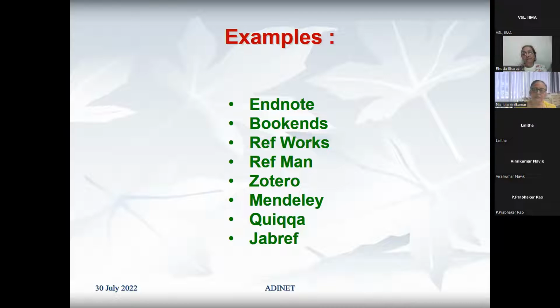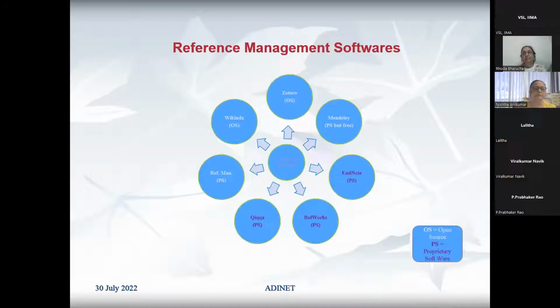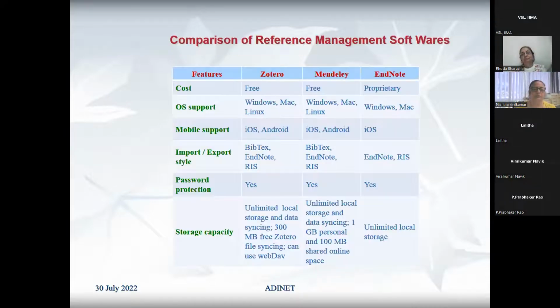These are the examples of a few reference management softwares. Earlier, we used to use EndNote, but it was a proprietary software. And then in 2012, we shifted to Zotero. Quikka, RefWorks, and EndNote are all proprietary softwares, and Zotero and Mendeley are open source softwares.